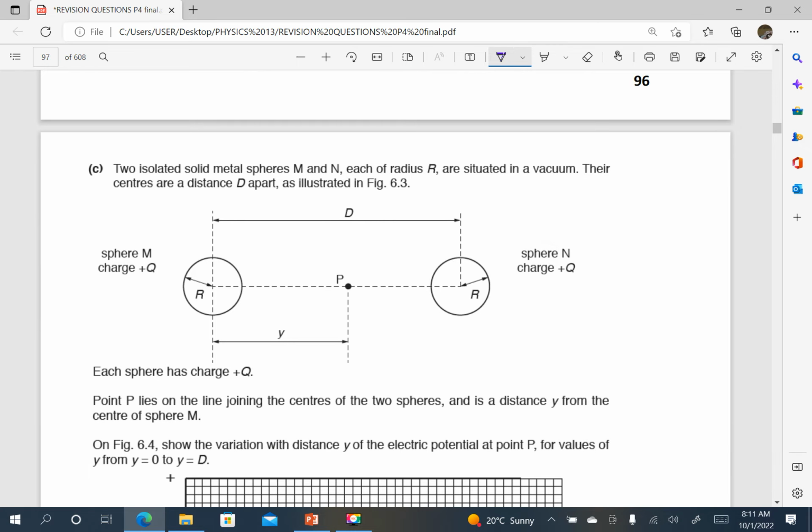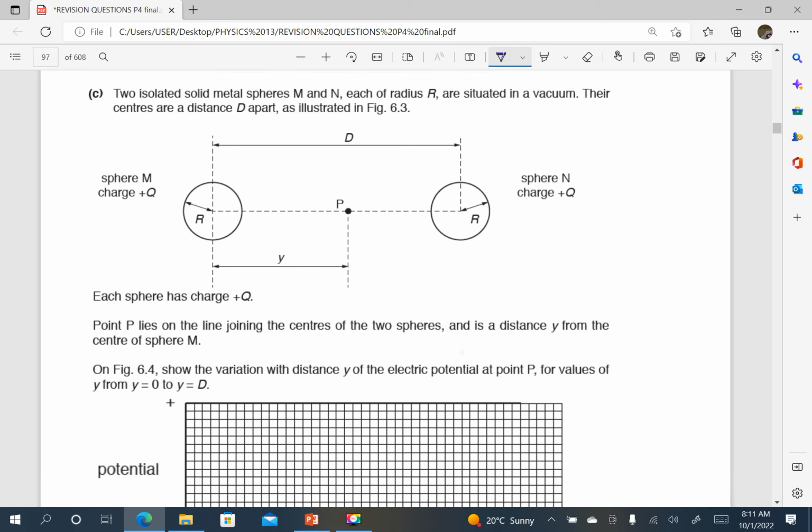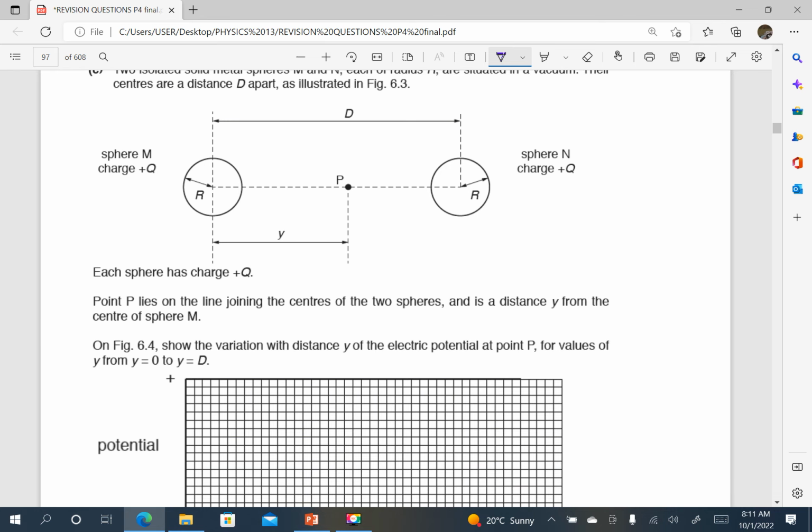Okay, part C. Two isolated metal spheres M and N, each of radius r, are situated in a vacuum. Their centers are at distance d as illustrated here. Each sphere has a positive charge q. Point P lies on the line joining the centers of the two spheres and is a distance y from the center of sphere M.